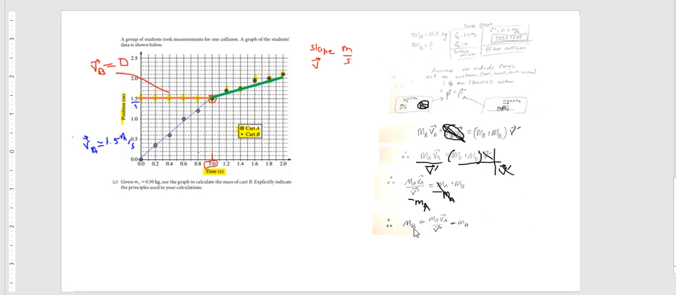Okay, so that should give you mass B equals mass A times velocity V_A over velocity prime, minus mass A. Remember, you can't take this out of there. It's a fraction thing. Just leave it ugly. Don't simplify.